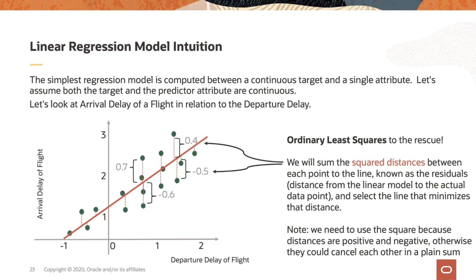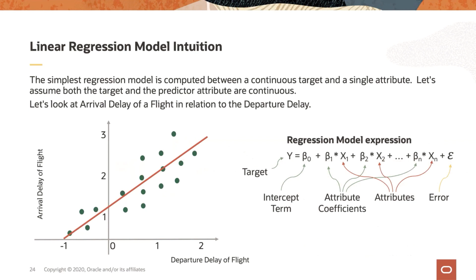So now, with that in mind, the regression model expression is basically, when you're looking at your target, you have an intercept term, and the intercept is here, that beta 0. Then you have the attribute coefficient. So for every attribute you have in your model, you have a coefficient assigned to it. And then you have an error component.